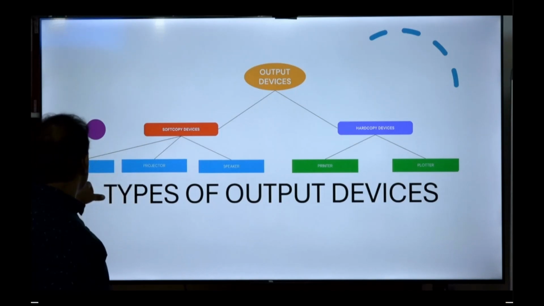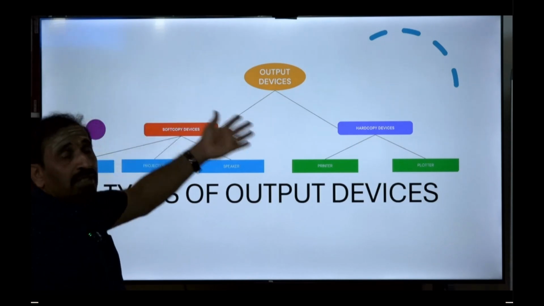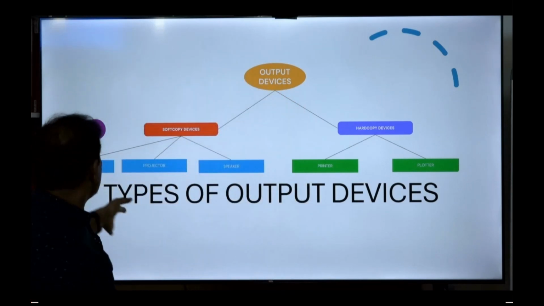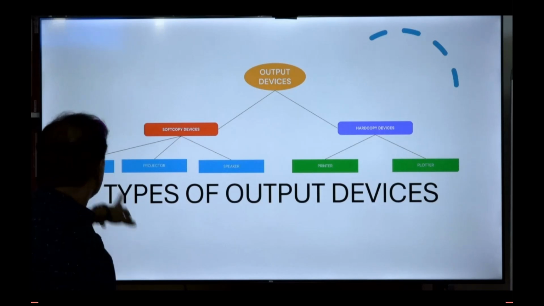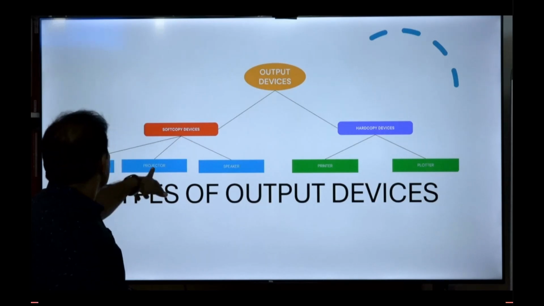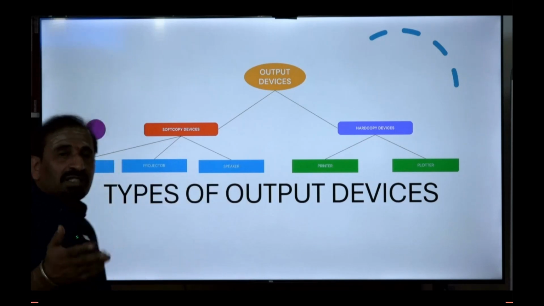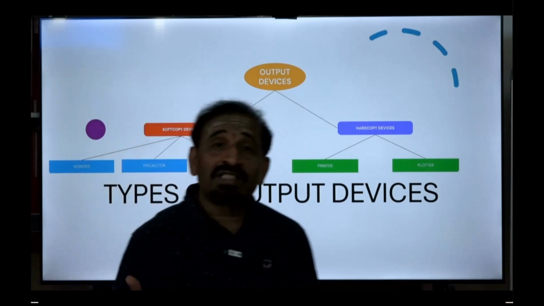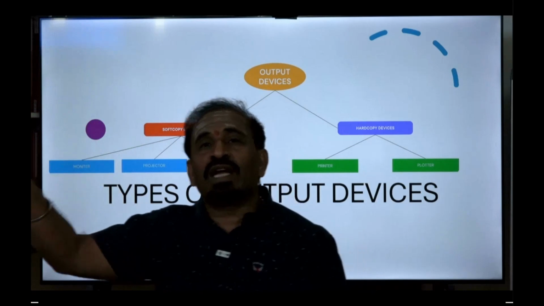Among soft ones, you have your monitor, which is very popular. This follows a scan kind of mechanism called raster scanning. We will see that in the subsequent classes. We have a raster scanning mechanism being followed in monitors. Then we have your projectors and speakers. These are the three popular output devices, but not necessarily. Output devices could be much more than that.